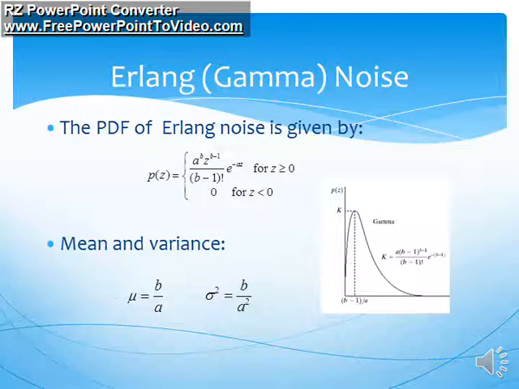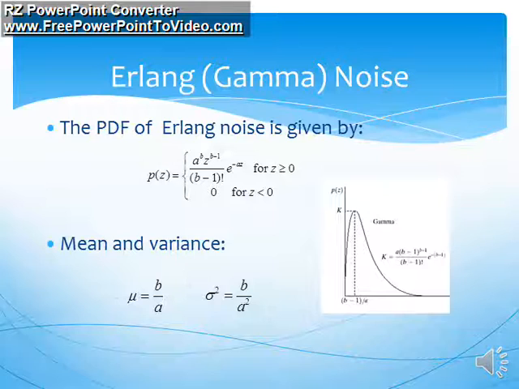The next one is known as Erlang noise, which is also known as gamma noise. Here also the probability density function, mean, variance, and the plot have been given. If we go for the equations, the probability density function for Erlang noise is given by p(z) equals a to the power b z to the power b minus 1 divided by (b minus 1)! e to the power minus az for the value of z greater than or equal to 0, and the value should be equal to 0 for z less than 0.